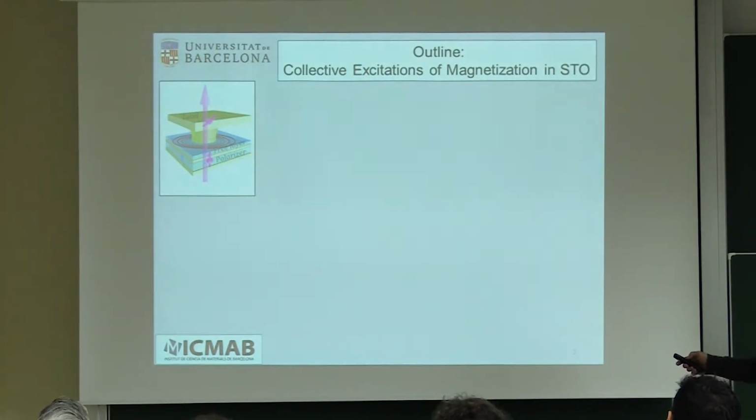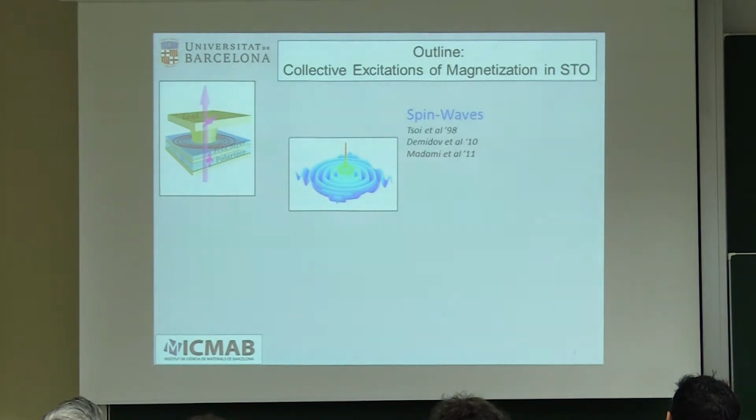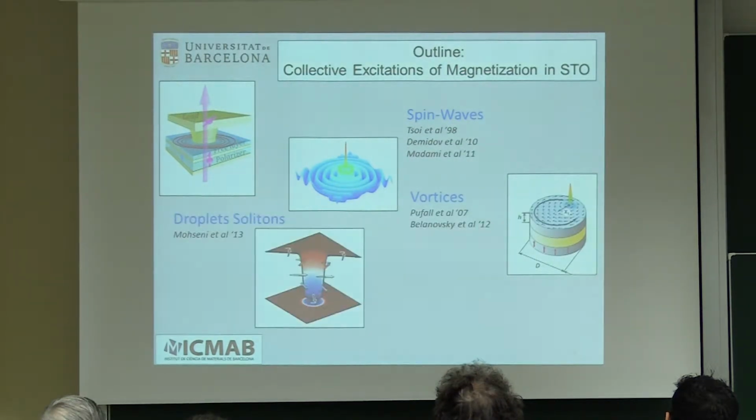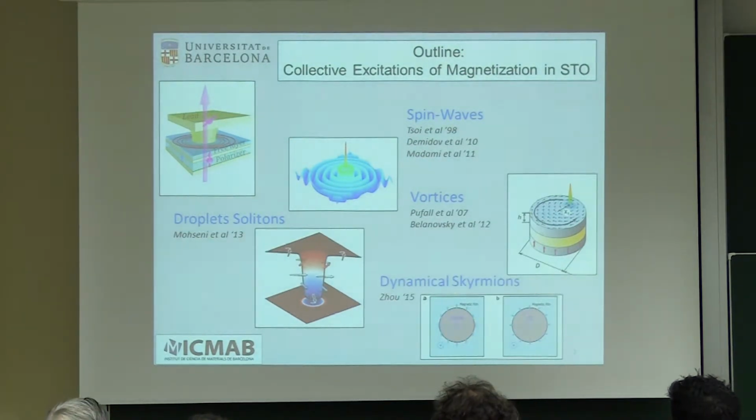When we have an extended layer, the first thing that comes to mind is to propagate spin waves. But we can also have vortices, and we can have solitons. I'll tell you a bit about droplet solitons. And actually, we can also have dynamical skyrmions. So these are all dynamical excitations of the magnetization.